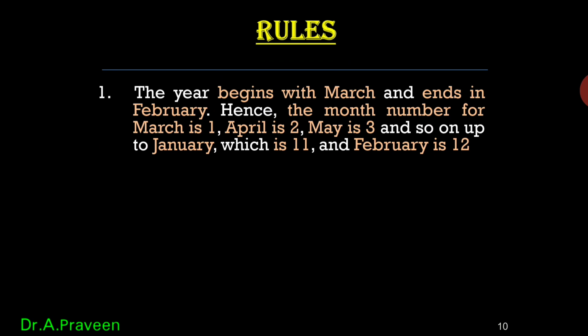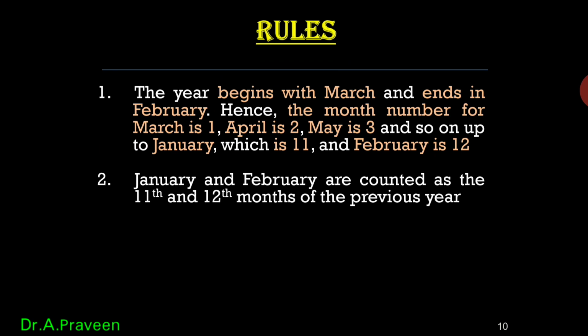Since the year begins with March, the month number for March is 1 and for April it is 2, for May it is 3 and so on up to January, which will have the number 11 associated with it, and for February the month number is 12. January and February are counted as the 11th and 12th months of the previous year.